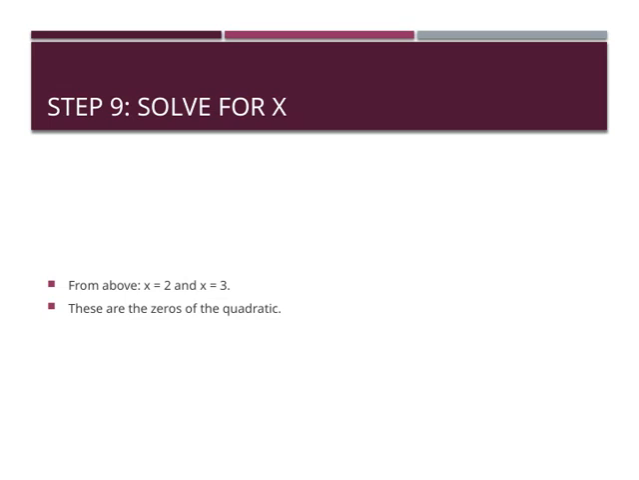Now let's move on to step 9. Solving for x. From our previous work, we found that x equals 2 and x equals 3. These are what we call the zeros of the quadratic. Essentially, they are the points where the graph crosses the x-axis. Identifying these zeros is crucial because they tell us important information about the quadratic's roots and its behavior.